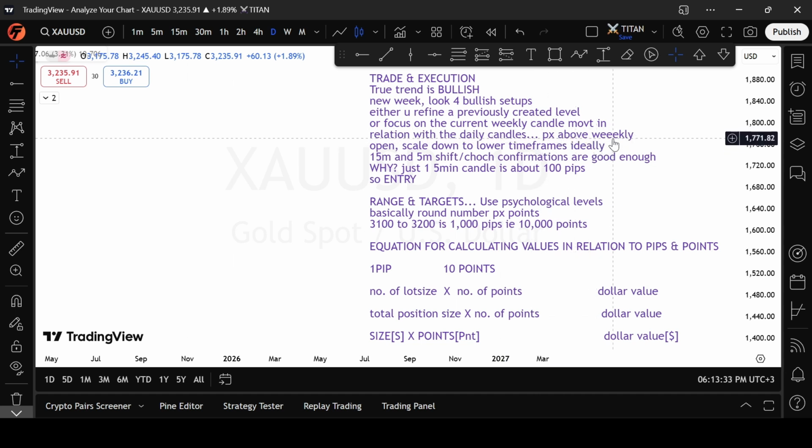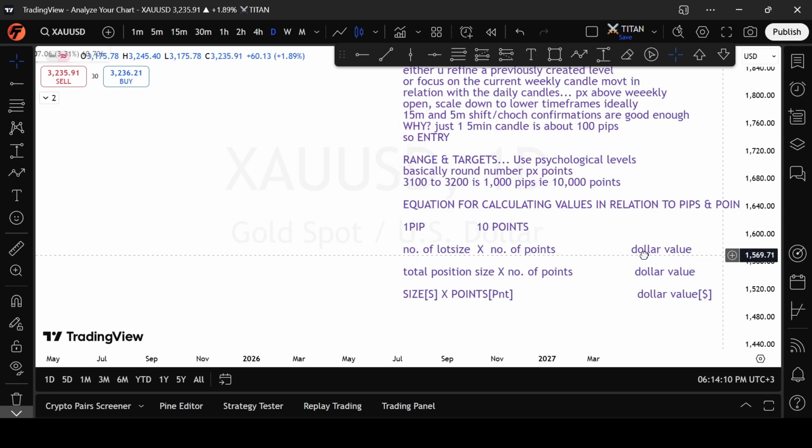As price moves above the weekly open, you can scale down to lower time frames, ideally the 15-minute and the 5-minute time frame. You look for shifts or change of character confirmations to the upside, or maybe flip levels. And why? Because usually these 5-minute and 15-minute confirmations are good enough. Even one 5-minute candle is about 100 pips, give or take, 50, 70, 100 pips. So it's good enough. The movement is real good.